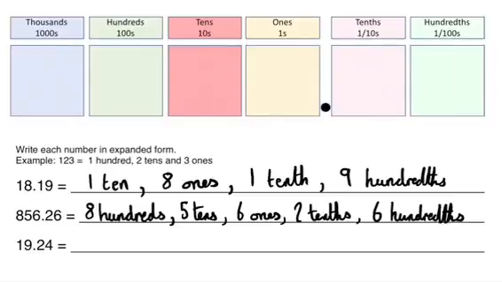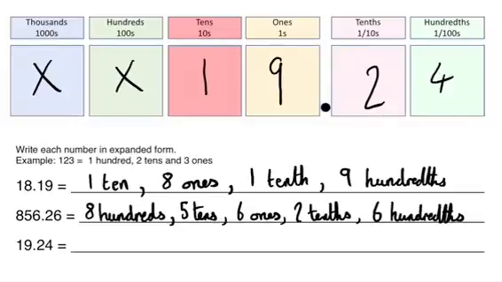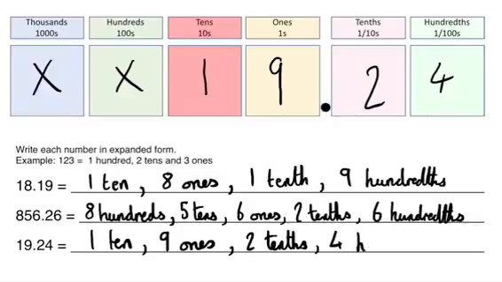Final one on this page, we've got 19.24. Nothing here, so we're not going to mention it. Nothing here, so we're not going to mention it. We've got 1 ten, 9 ones, 2 tenths, 4 hundredths.